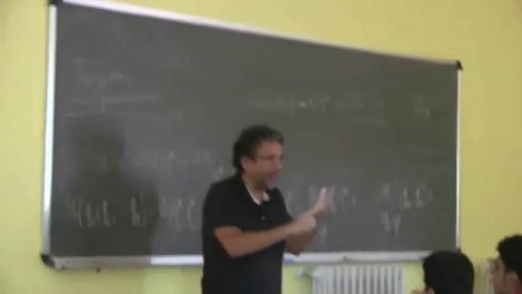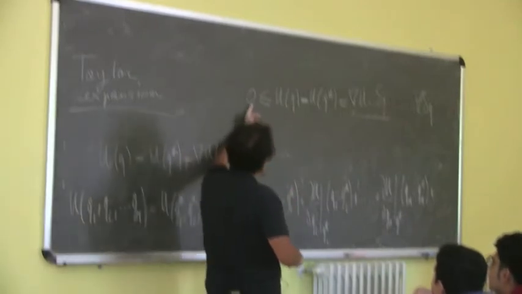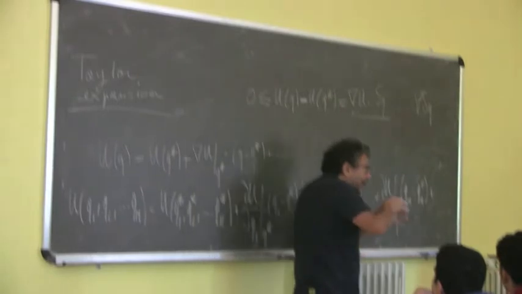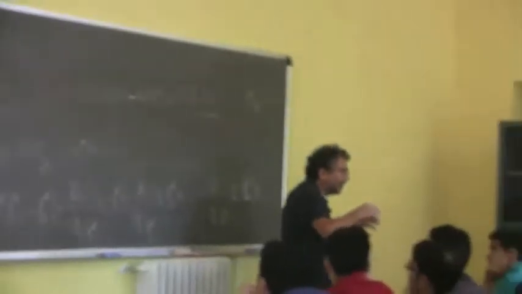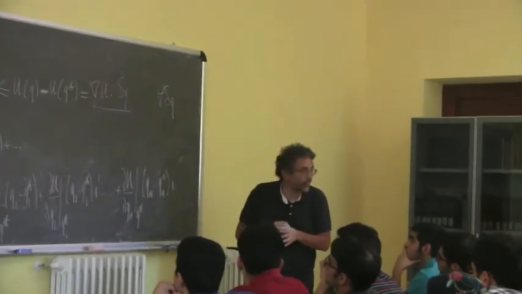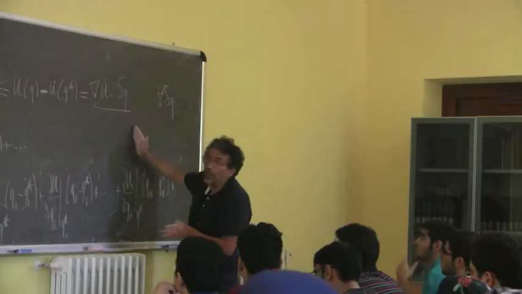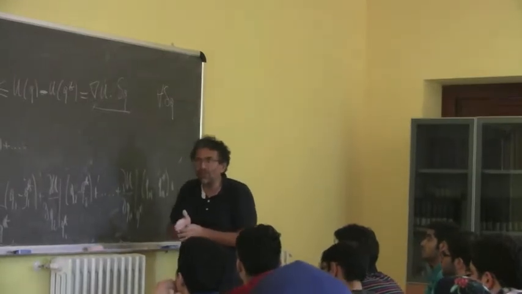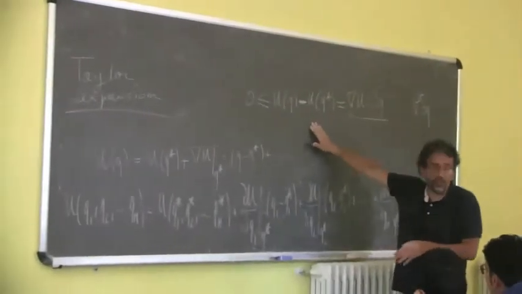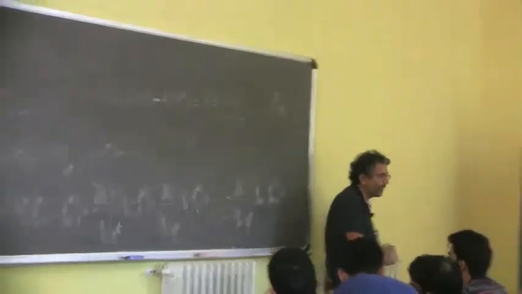Because you have a function. You want to find the minimum. Local minimum. So you have a Q star, you vary a little bit Q star, you get Q star plus delta Q. You truncate your Taylor expansion, and you get that this expression has to be greater or equal to 0 for every delta Q. Okay?